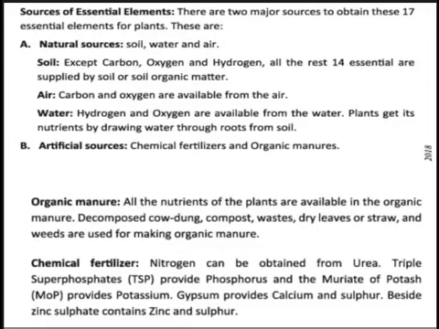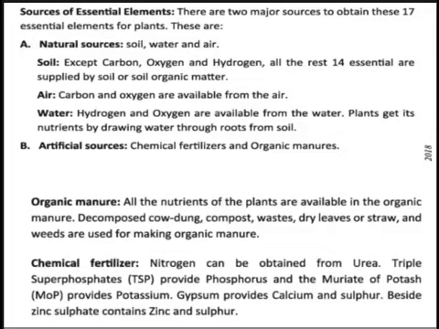These are, one is the natural sources, another one is artificial sources. Natural sources we can get from three sources: one is the soil, another is the water, another one is air. Except carbon, oxygen and hydrogen, all the rest 14 essential elements are supplied by the soil and soil organic matter. That means we will get from the soil 14 essential elements except carbon, oxygen and hydrogen.